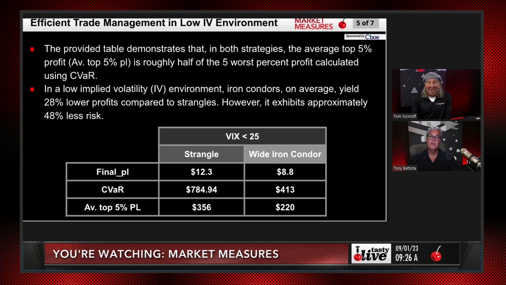All right, how do you take that information? So if you have a wide iron condor, you make 28% less. You can see the final P&L there is $9 versus $12. That's your 28 or 30%. But your CVAR is almost double. See it, 800 versus 400? Yeah, your CVAR, that's your value at risk on the strangle, is double what the wide iron condor is. That was what our friend was talking about on the call yesterday, I believe, pointing out the risk of the strangle.